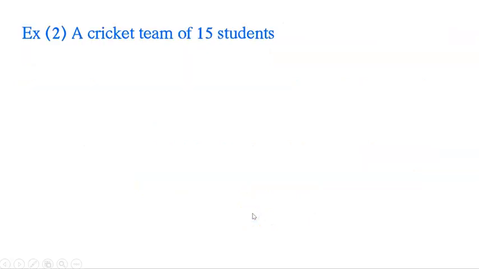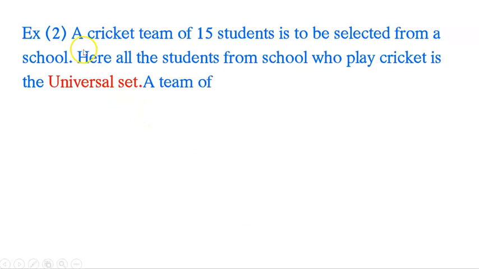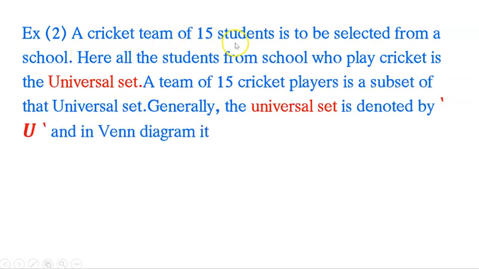Okay, now the next example. A cricket team of 15 students is to be selected from a school. Here all the students from the school who play cricket is the universal set. त्या स्कूलमध्ये जे जे विद्यार्थी क्रिकेट खेळतात हा युनिव्हर्सल सेट होणार आहे. आणि त्यातले 15 स्टुडंट की जे आपण सिलेक्ट करणार आहे हा त्याचा सबसेट होणार आहे. A team of 15 cricket players is a subset of the universal set.